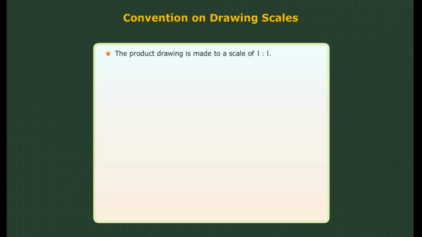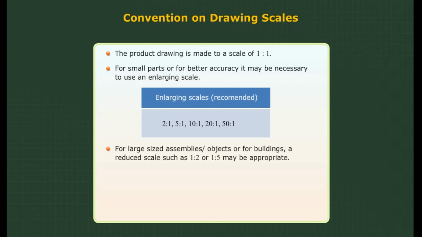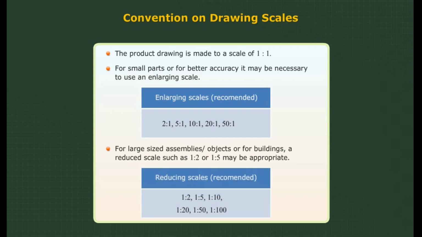In most cases, the product drawing is made to a scale of 1:1. This makes direct measurement of a dimension possible if needed. However, for small parts or for better accuracy, it may be necessary to use an enlarging scale, example 2:1 or 5:1. For large-sized assemblies or objects, or for buildings, a reduced scale, such as 1:2 or 1:5, may be appropriate.